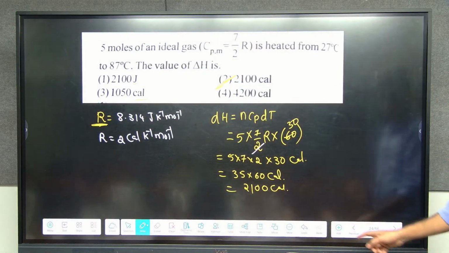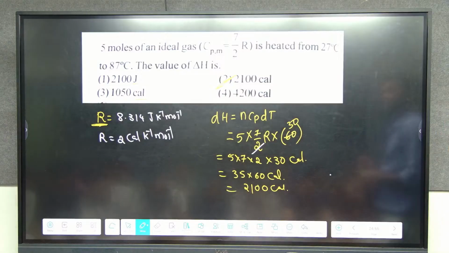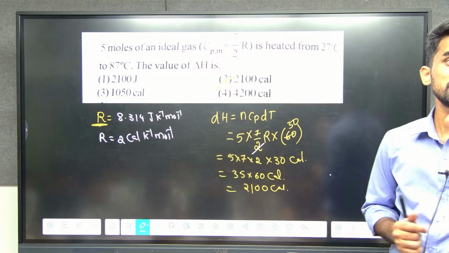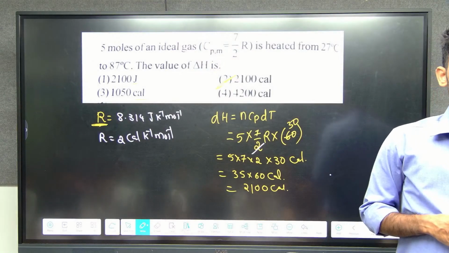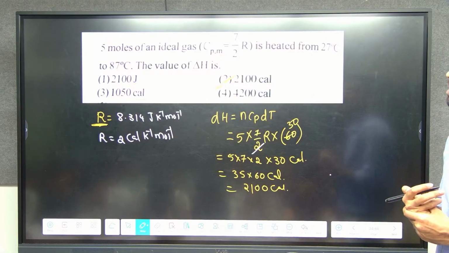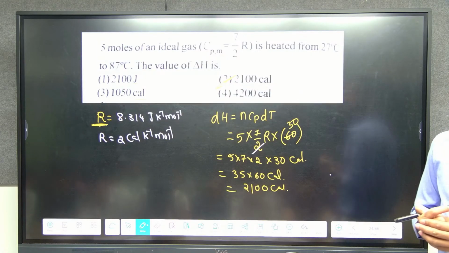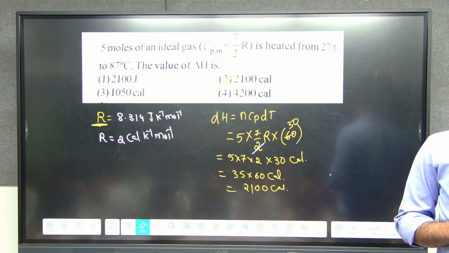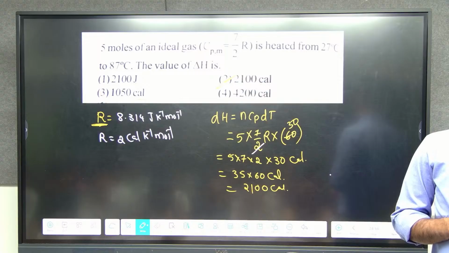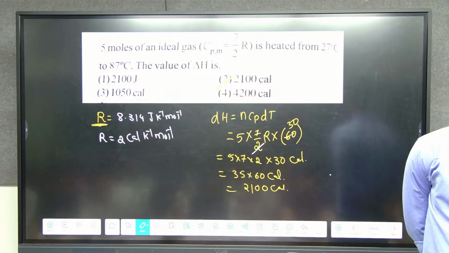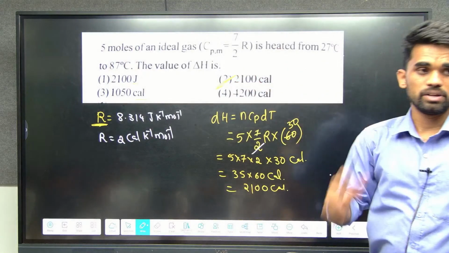Okay. Next, same question I will be asking you. 5 moles of an ideal gas with Cv equals 5 by 2 R. Then calculate delta U. Calculate dU. So how to do that? Same temperature change, 27 to 87.